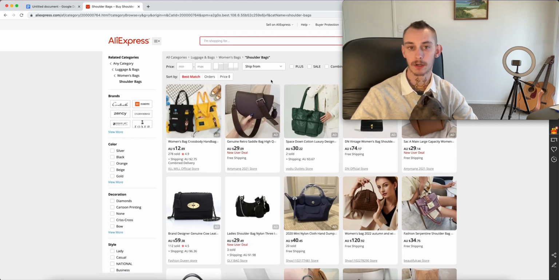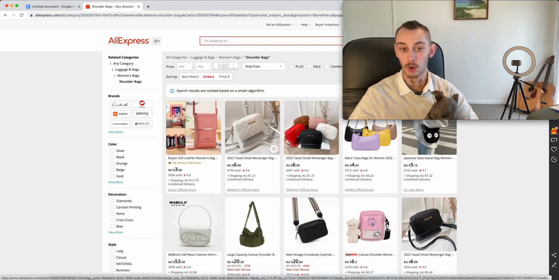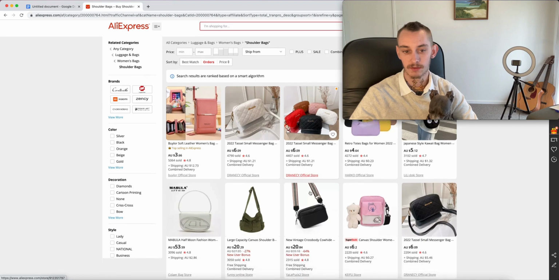Now, here's a trick. For us to do that quantifying thing that I just talked about a second ago, we filter via orders instead of best match, which is the AI pushing us what it thinks we'll like. We filter via orders. What this also does is show us that it's already high in demand. People want this. We can see 4,790 sold, 4,407 sold.